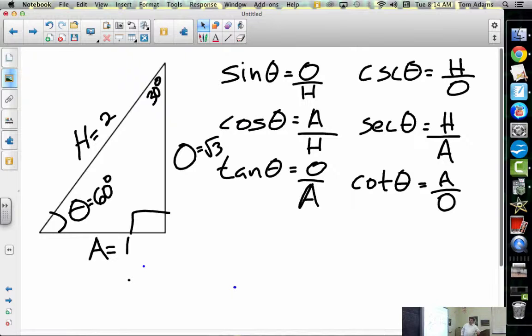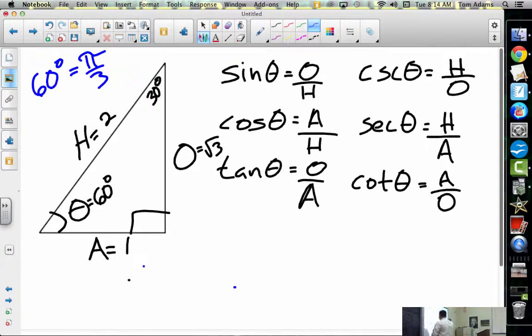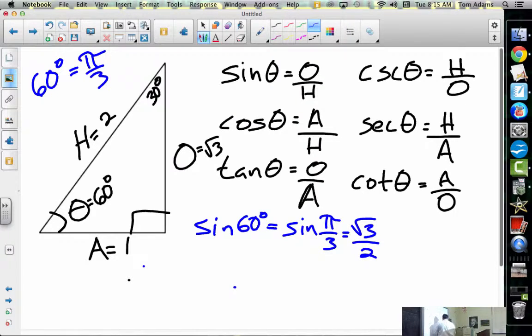So based on that, what's sine of 60 degrees? By the way, 60 degrees is equal to pi over 3. So, now let's list all these things. Sine of 60 degrees is equal to sine of pi over 3, which is equal to the opposite over the hypotenuse, which is what? Root 3 over 2. Okay?